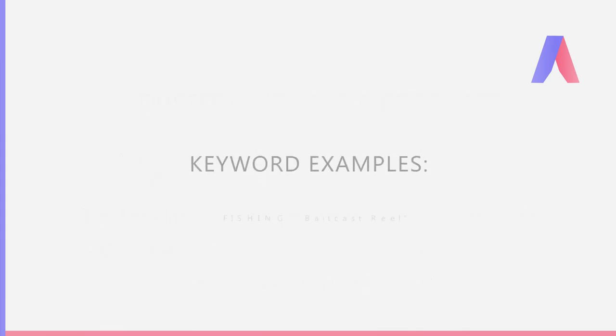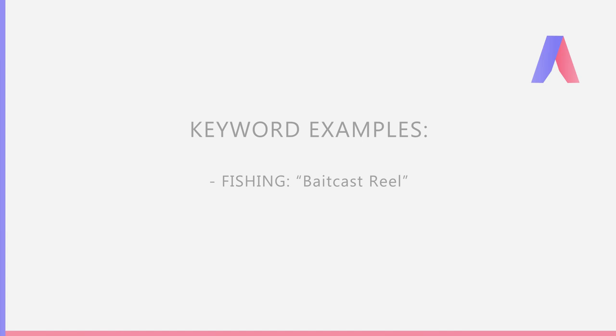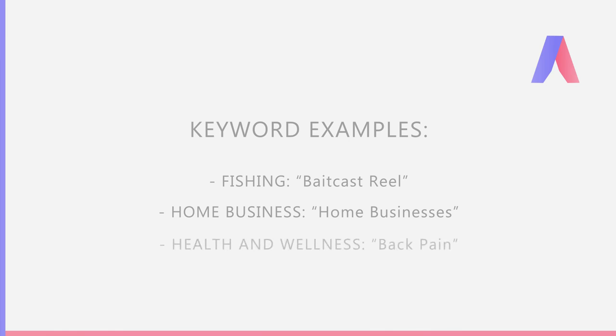Now, here's some examples. I like fishing, so I'm going to use that as an example. Someone might type in bait cast reel. Very broad. What do they even mean? Are they looking for a bait cast reel? Or do they want to know how to throw a bait casting reel? Do they just want to know what it is? It's so broad and generic. No one really knows what that means. If you're looking for a home business, they might type in home businesses. Or if they're in health and wellness, they might type in back pain. So you can see they're very short tail, very generic, not very well defined.